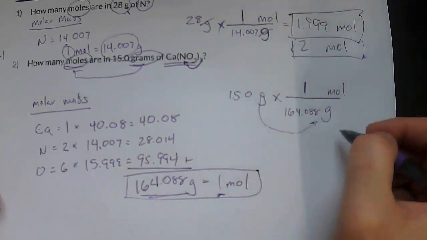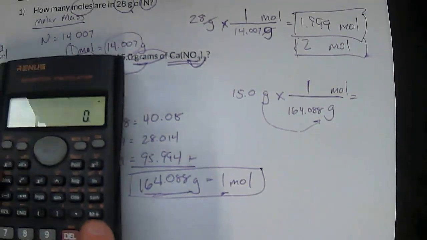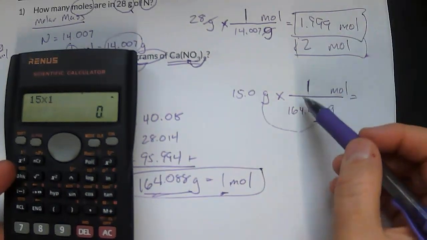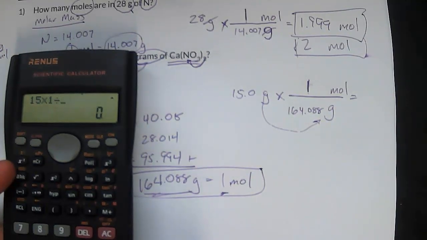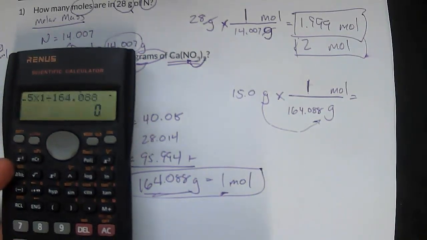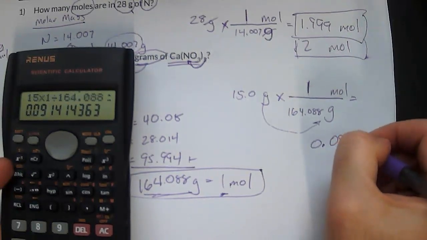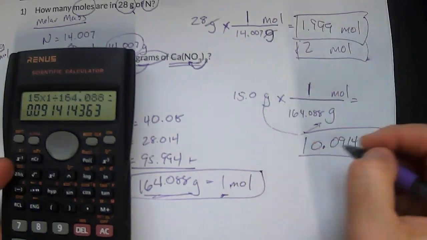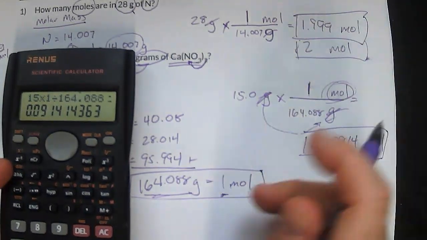164.088. And now we can do the math problem. So we're going to do 15 times 1. Again, you don't have to multiply by 1 because we know what that is, but it's okay if you do. Then we're going to divide by 164.088, and we get 0.0914 moles as our answer. We have moles here, grams canceled, giving us just moles.